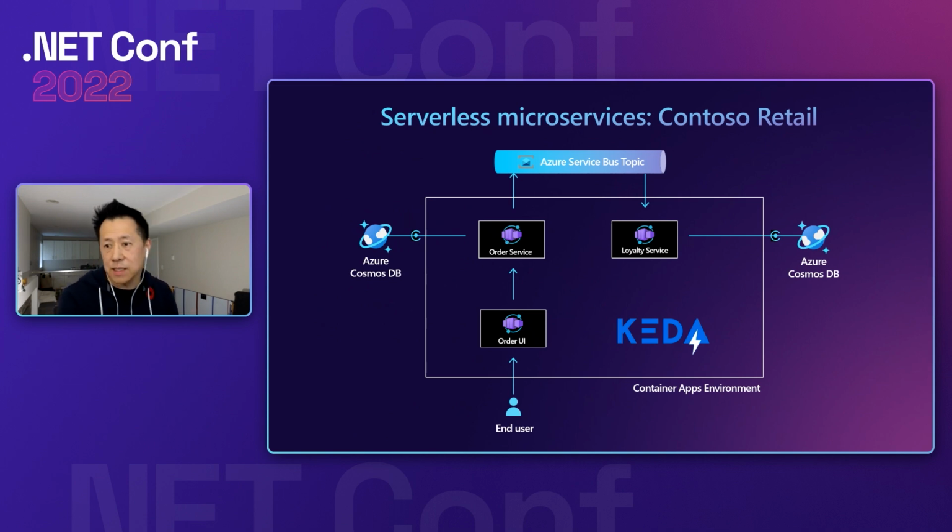And then if it sees that there's a lot of messages in there and it's backing up, it's going to go ahead and scale out my loyalty service so that it can process the messages quicker. And then when it notices that maybe there's no more messages left in the queue, it'll start scaling back in my application. And if I've configured it to scale to 0, it'll scale all the way into 0. So that's how KEDA works.